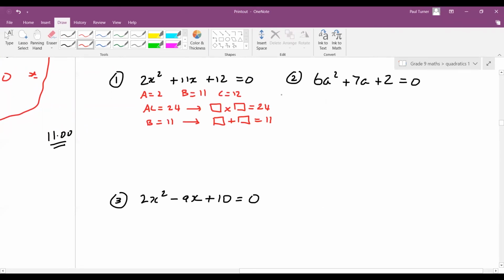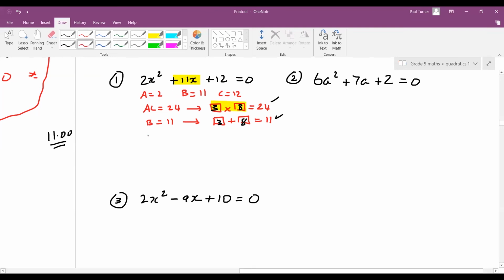Okay, so we can look at question 1. If you're still working, keep working. You can check the answer here in a minute. So it's looking like the two numbers that you want here are 3 times 8 for AC. 3 8s are 24 and 3 plus 8 is 11. Okay, so these are the two numbers that we use to split the middle number.